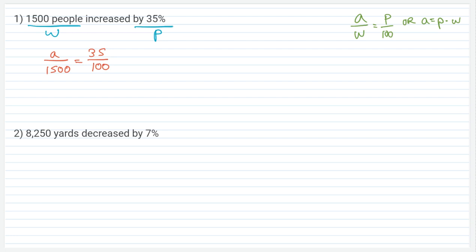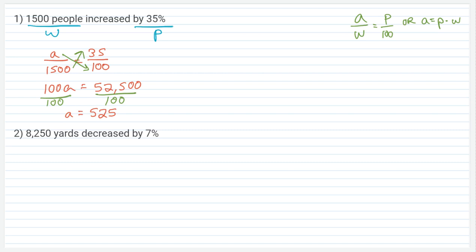So we're going to do our cross products. And so to do our cross products, as a reminder there, you're going to do A times 100. We're going to do 1,500 times 35. 100 times A is just going to be 100A, and then 1,500 times 35 is going to be 52,500. And then we have one last step, which is going to be to divide both sides by 100, since we're trying to isolate the variable A. And we're going to find that A is equal to 525. So that is only part 1 of this problem. That is just the amount that it is increasing by. So I'm going to do part 2 in a moment.